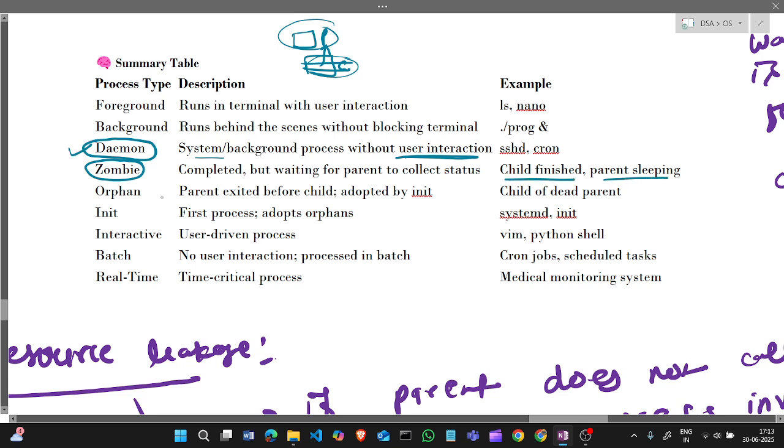Now, what is an orphan process? The parent exits before the child and the child is adopted. If there are two processes, parent and child, the parent creates this child, finishes its job, and is gone. Now the child is still running, and it waits for its parent to hand over its status. Since the parent is already gone, it hands over its status to init. So init adopts this orphan child process.